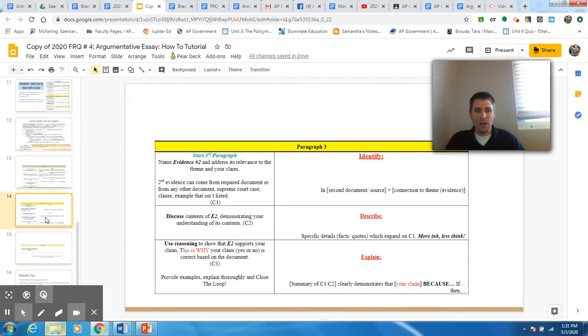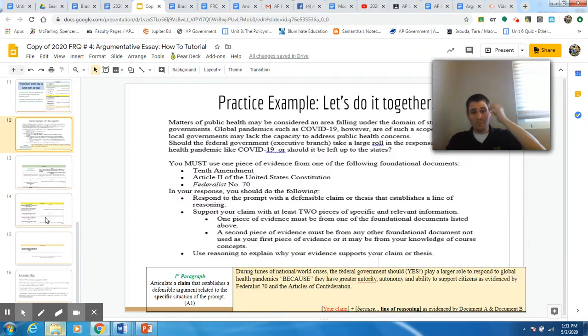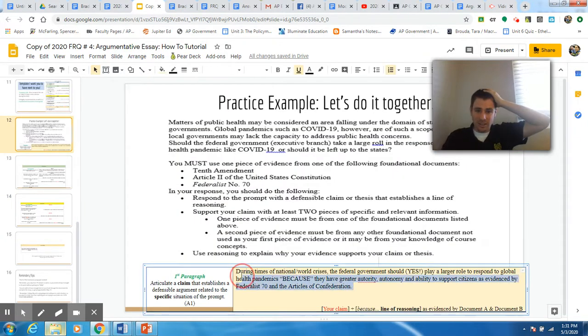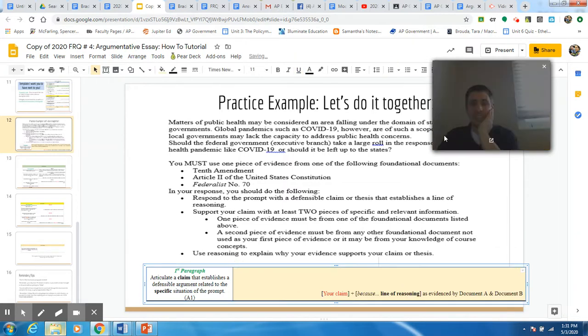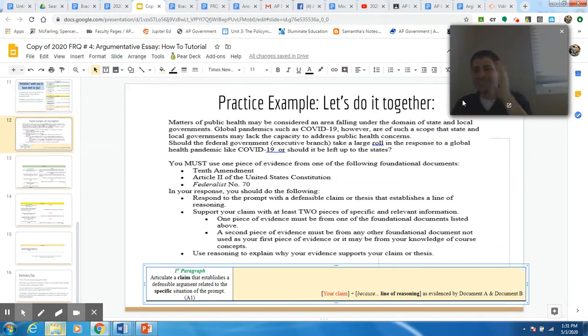There you go. We can practice one right now. So here you go, let's do a practice. Here's an example that I created relating to COVID. It's the same thing. During a national crisis, who should have power to protect their citizens? State government or federal government?